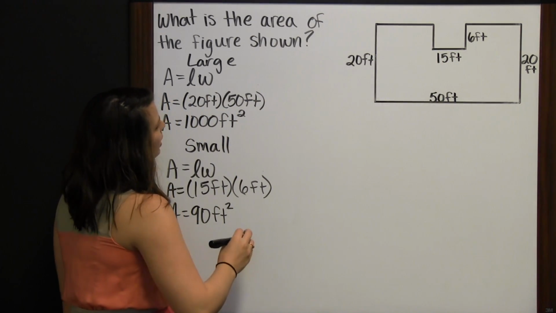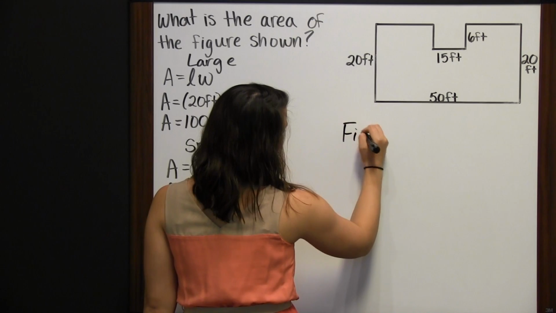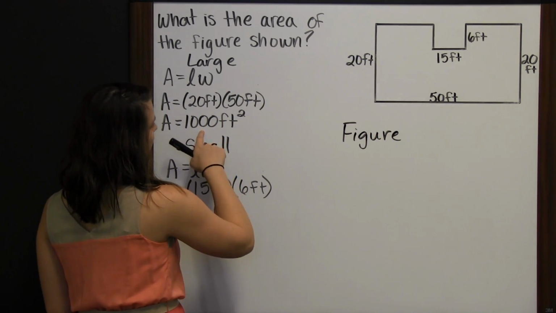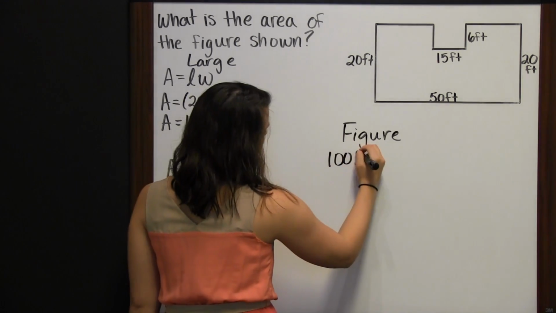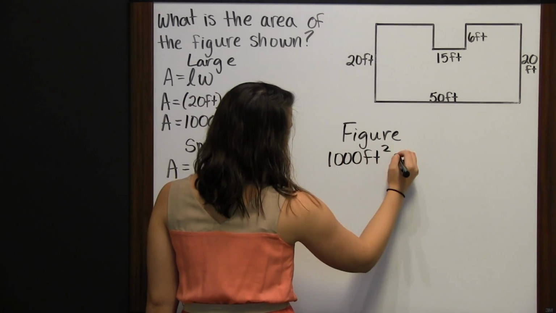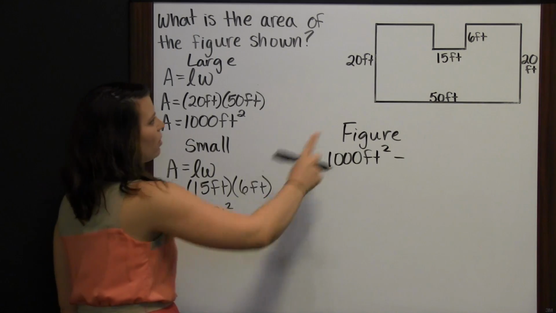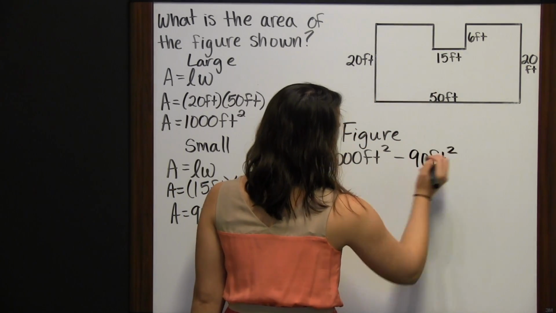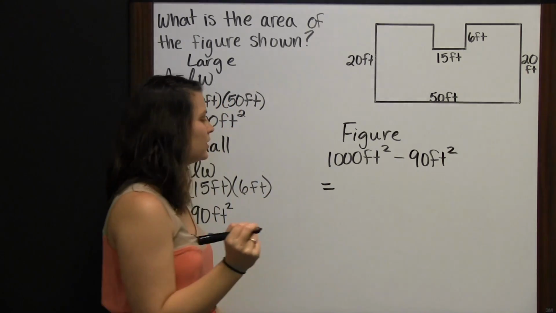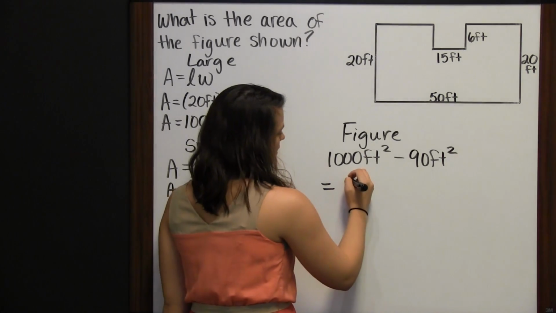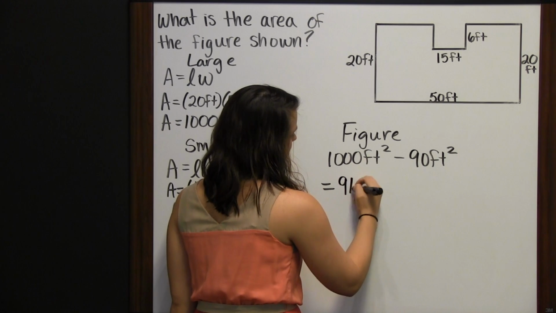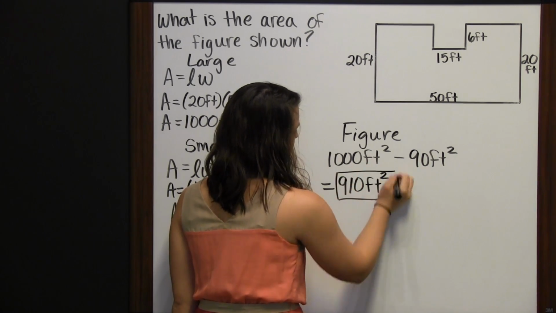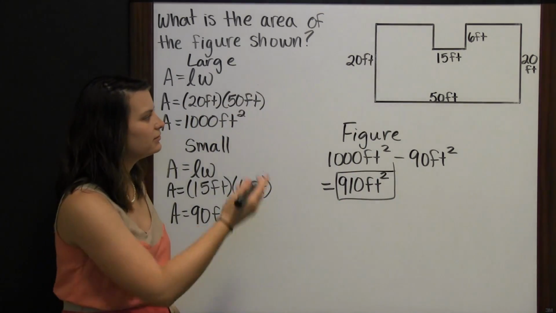So to find the area of this figure, we have to subtract the area of our large rectangle, 1,000 feet squared, minus the area of that small rectangle cutout, which is 90 feet squared. And 1,000 minus 90 is 910 feet squared. And that's the area of our figure.